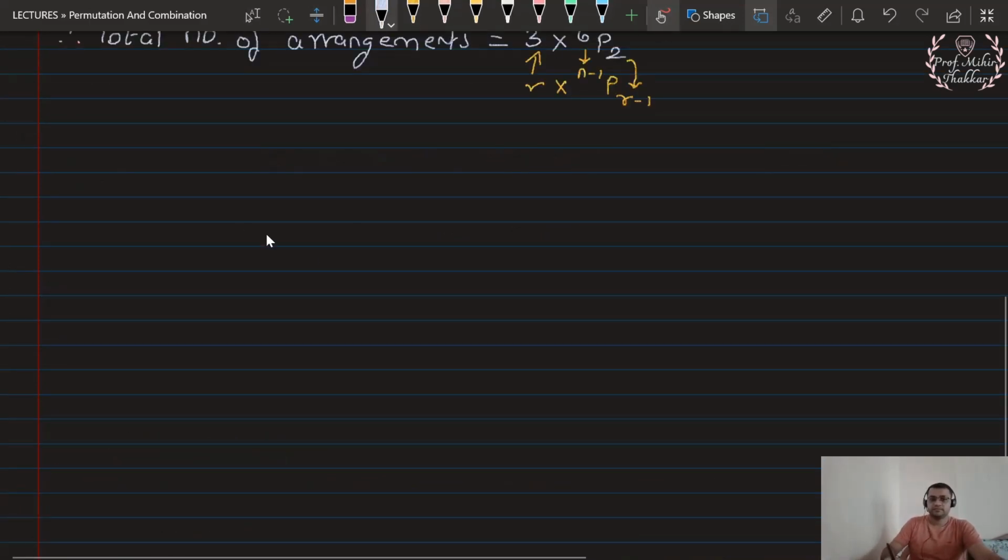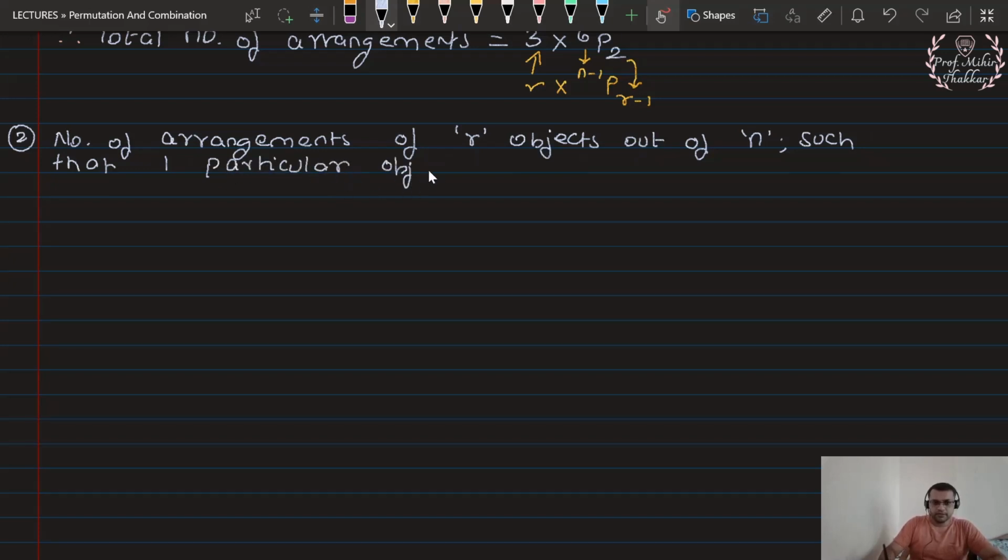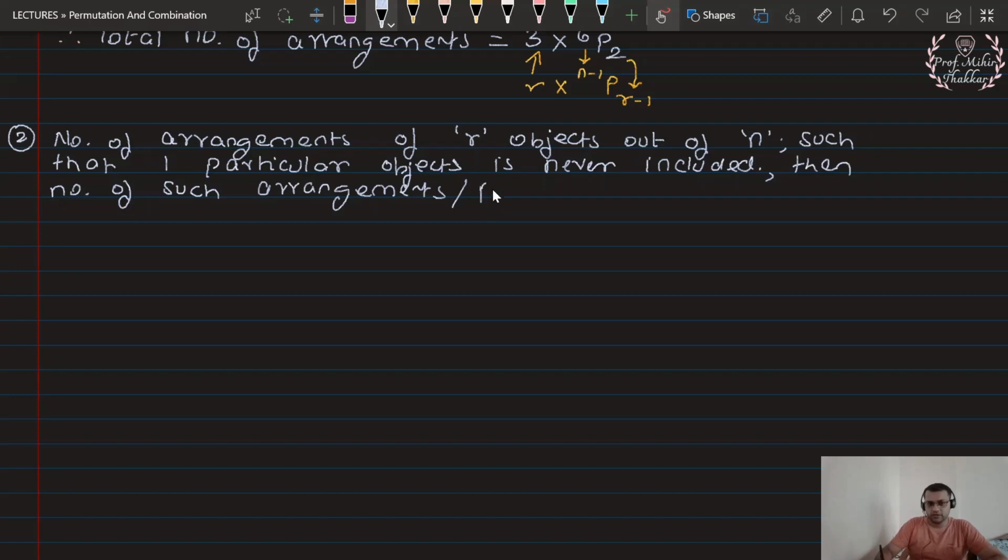Let's see the second case now. Number of arrangements of r objects out of n, such that one particular object is never included, then the number of such arrangements, or number of permutations, you can say, is.